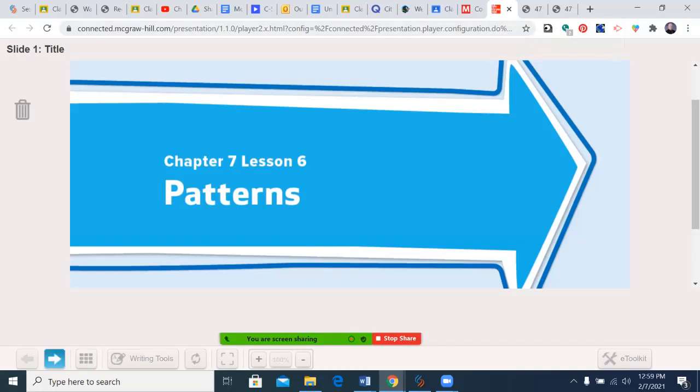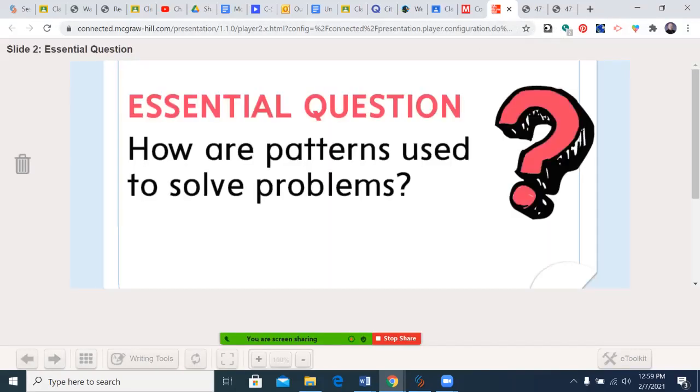So let's go and look at our essential question. How are patterns used to solve problems? Yesterday as well as today, that's exactly what the assignment is all about: finding that pattern and knowing the next terms in order to solve it.